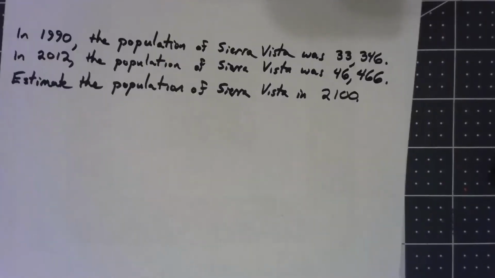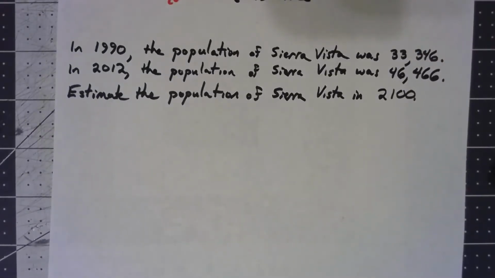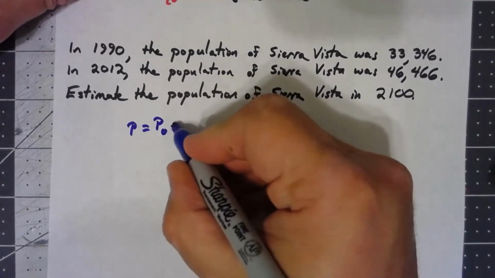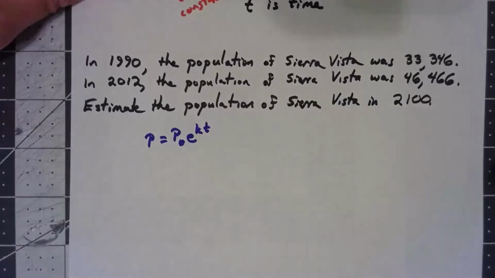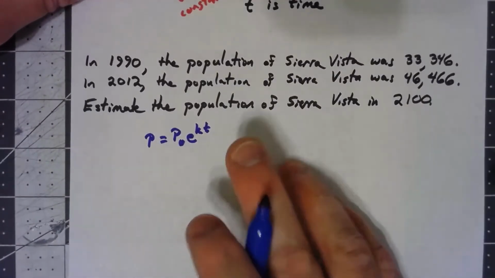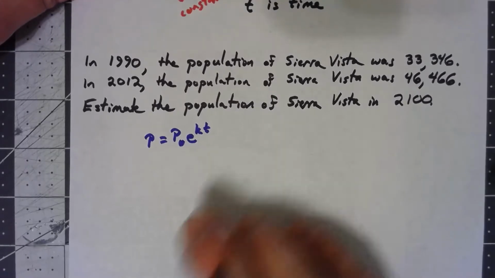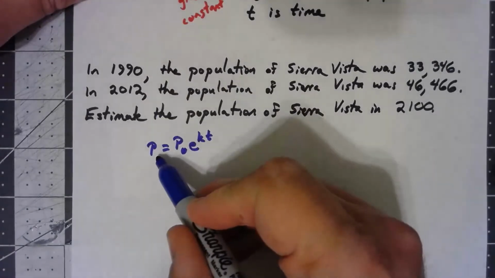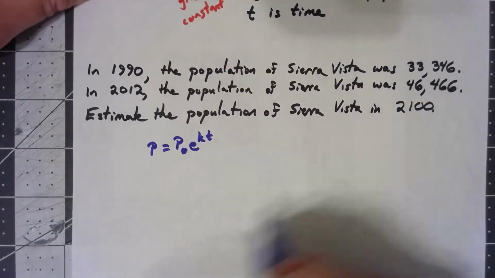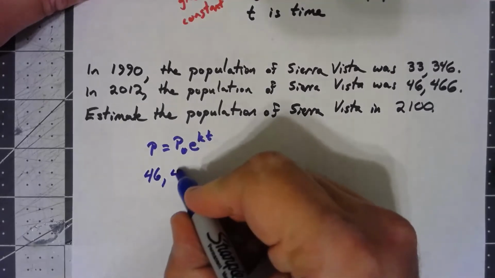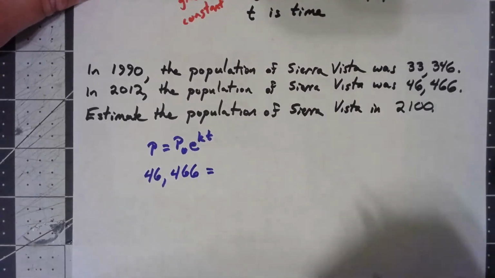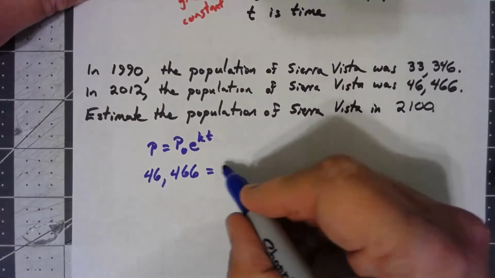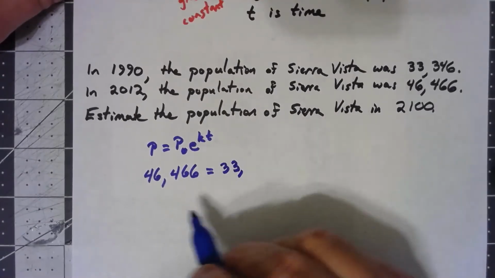So, like I said, we've got the formula P equals P0 e to the kt. And before we can really do much with this, we've got to figure out what k is. Well, what do we know in this thing? We know after some time has passed, in 2012, the population was 46,466. The farthest back we go, 1990, we'll call that our starting population of 33,346.